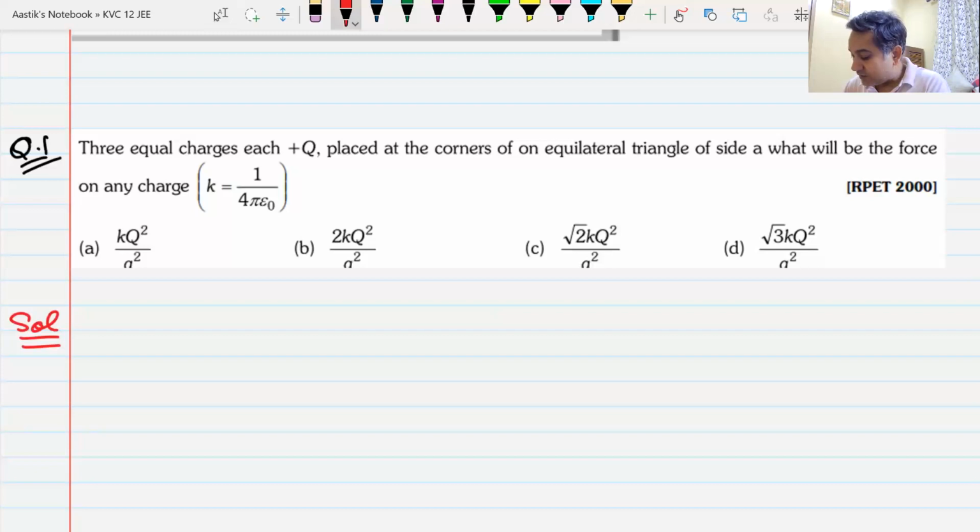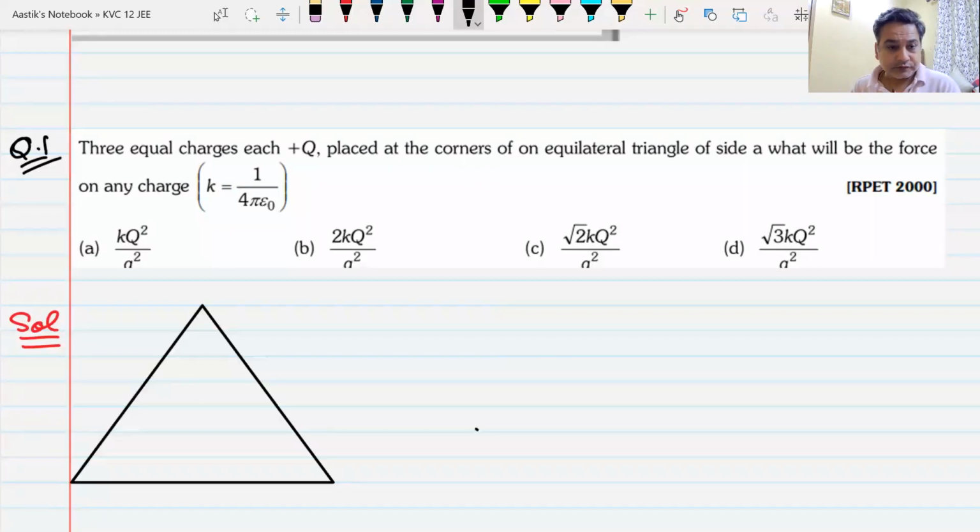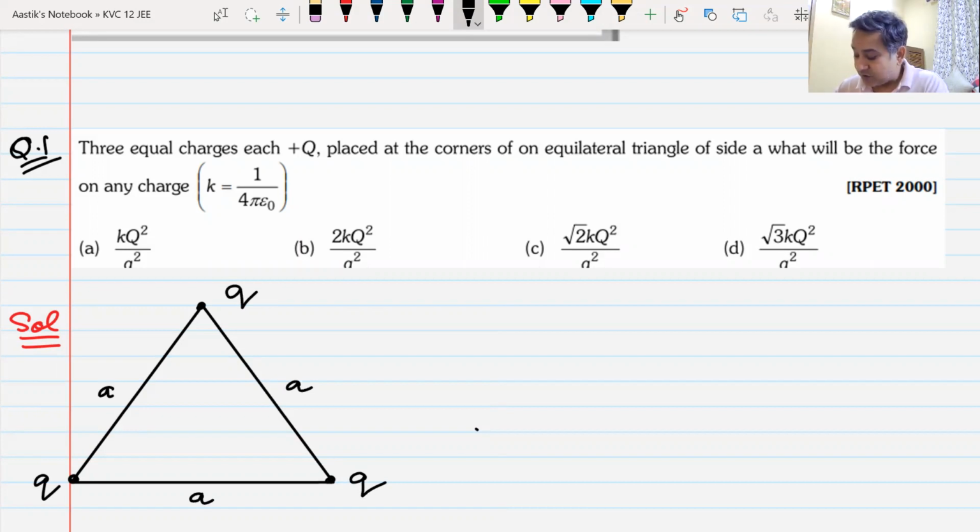Remember, the triangle is equilateral. Option D, sir. Option D is absolutely correct. How do you get it? In very short, this is Q, this is Q, all plus Q, this is also plus Q. Now remember, all the sides are the same, all the angles are the same, so all the forces are going to be the same. Because of this charge Q, it is going to be repelled.